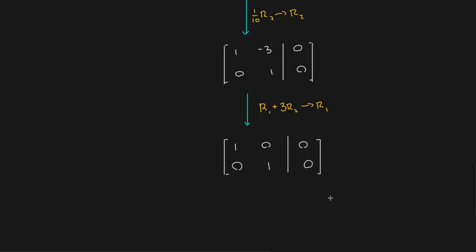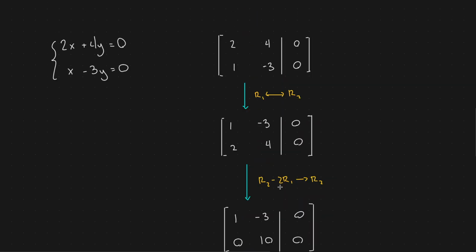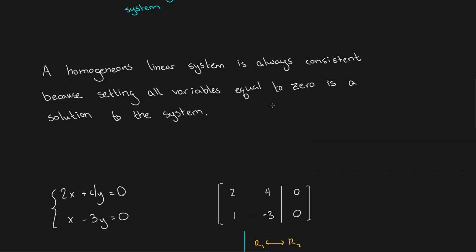Okay, so we see we do have a solution, right? My first variable is equal to 0, my second variable is equal to 0. We have that solution. We call this solution, by the way, for a homogeneous equation, the trivial solution. Okay? Setting all those variables equal to 0, this is called the trivial solution. It's trivial because it's always true. We don't even have to think about it.